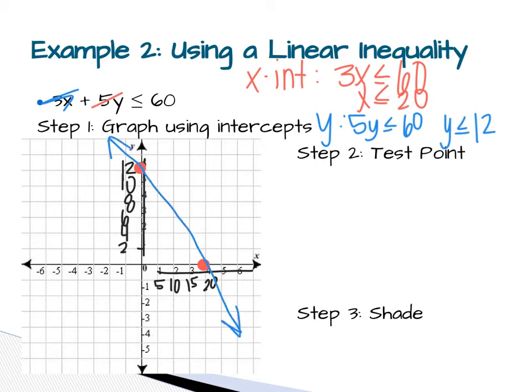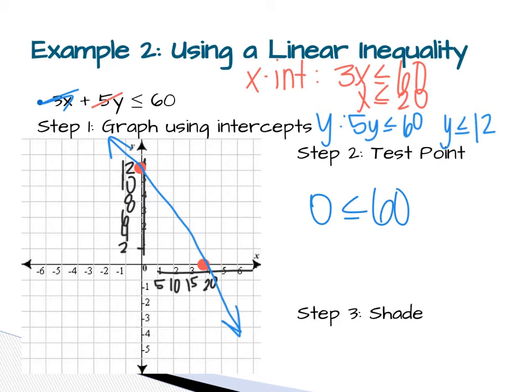But you don't have to, and it's not supposed to be a curve, it's supposed to be a straight line. And then it has to be solid because my inequality symbol has an equal sign up under it. And now we pick a test point. 0, 0 is always the easiest test point, so we're just going to plug it in. And we get 0 is less than or equal to 60 when you plug it in, which is true.